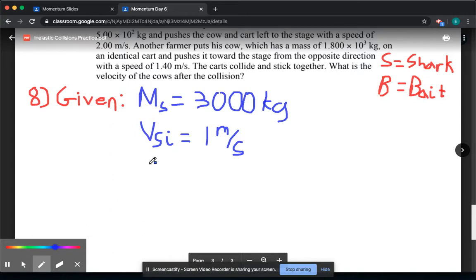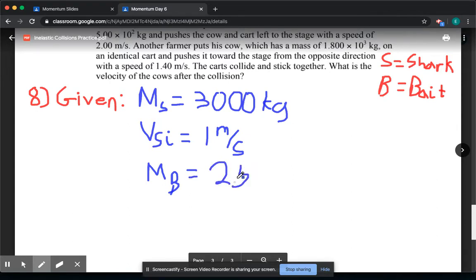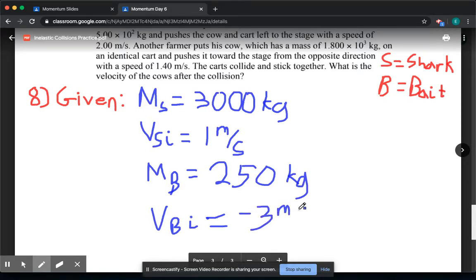Let's go to the bait. If we start talking about the bait, the mass of the bait is 250 kilograms. Okay, let's fix that B. The mass of the bait is 250 kilograms. But the velocity of the bait in the beginning, VBI, is equal to negative. This is going to be -3 meters per second. And it's negative because the bait is going down. Pay attention to the directions.